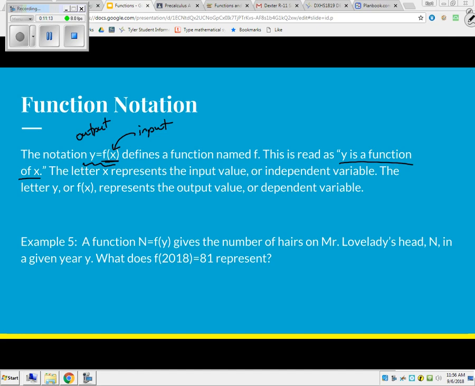Okay. So I got example 5 down here. It says a function, and I'm going to switch my letters around so you can't just copy the answers off the top right here. N equals f of y. That's going to give the number of hairs on Mr. Lovelady's head, which is n. And then the y represents a given year. So if I was to say f of 2018 equals 81, I want to know what that represents. I want you to write a sentence as to what that would mean in the context of this problem.